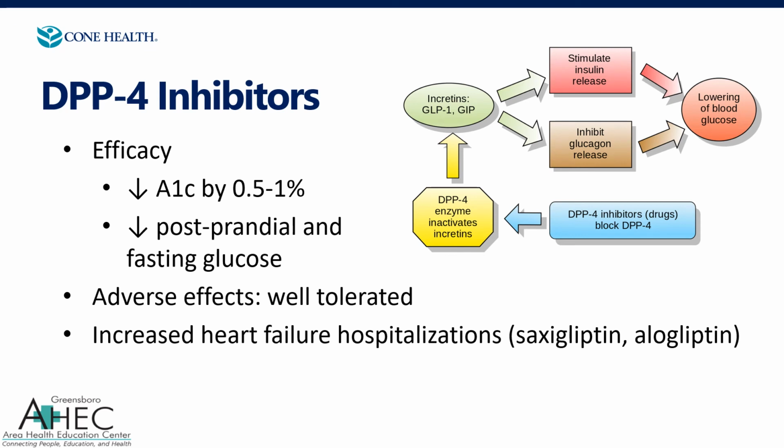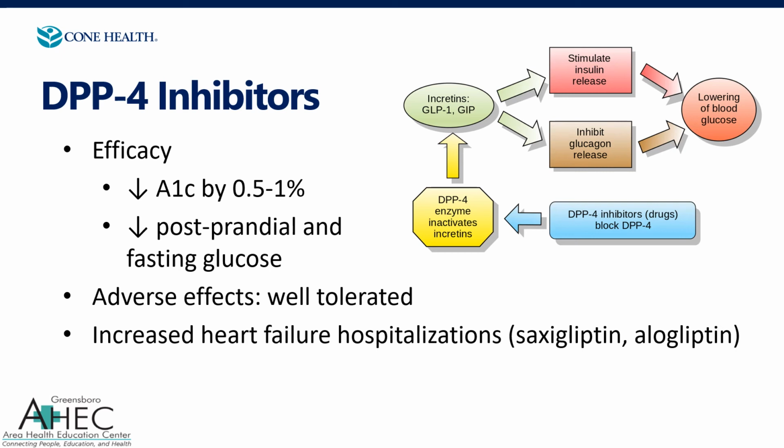DPP4, or dipeptidyl peptidase 4, is an enzyme that inactivates incretins, which include GLP-1 and GIP, which works similarly to GLP-1. Thus, these drugs inhibit DPP4 and prevent this enzyme from inhibiting the incretins, which leads to an increased effect of incretins, which leads to inhibited glucagon release and increased insulin secretion and decreased gastric emptying and decreased blood glucose.